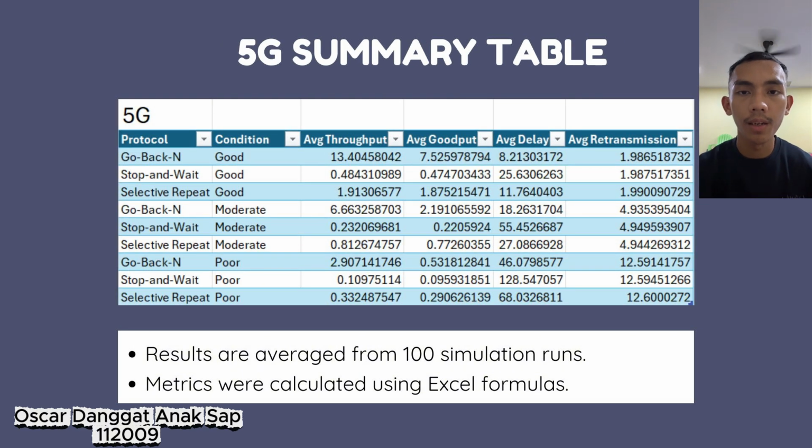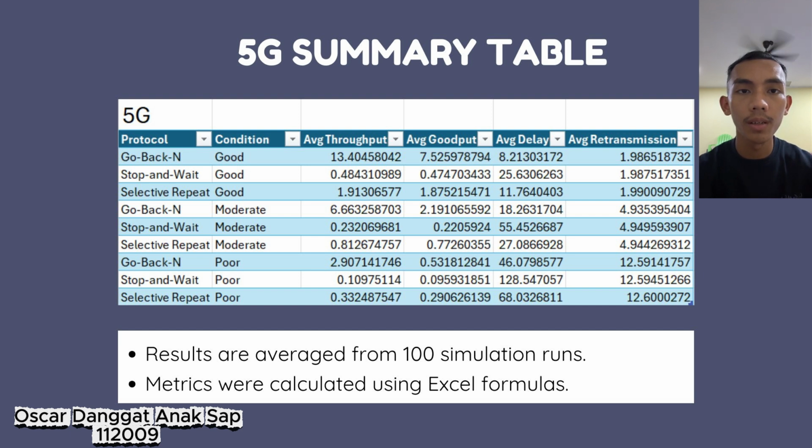From the chart, we can clearly see that go back N achieved the highest throughput across all network conditions. This is because it allows multiple packets to be transmitted continuously without waiting for individual acknowledgements. The graph also shows that throughput decreased as network conditions deteriorated from good to moderate and poor. Packet losses and retransmissions reduced the amount of successful data transmission.